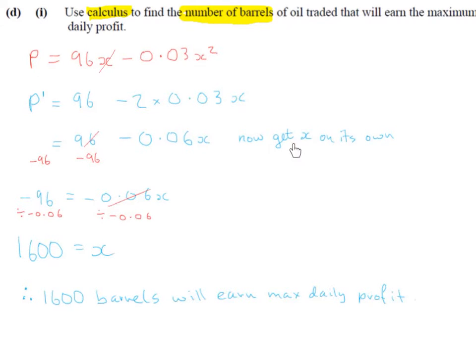So now what we want to do is get the x on its own. So we're going to minus 96 from both sides, so that'll cancel out. So we get minus 96 equals minus 0.06x. And then to get the x on its own, we have to divide across by minus 0.06. And minus 96 divided by minus 0.06 is going to be 1600, which is equal to x. Therefore, 1600 barrels will earn the maximum daily profit.